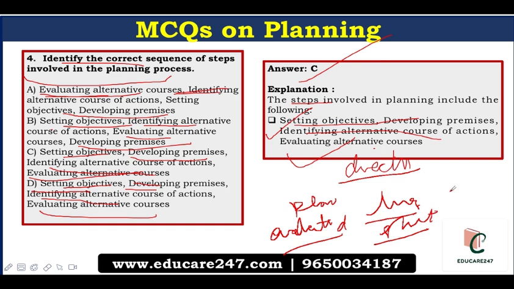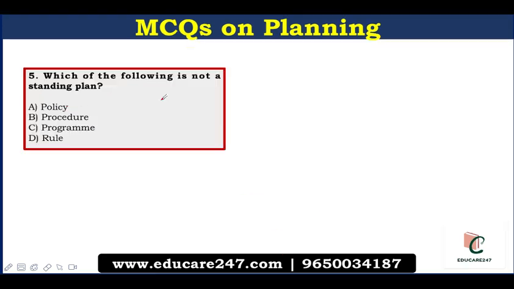For example, if it is a financial plan, then its risk evaluation will be done. Detailed calculation and analysis is done to ensure that the plan is capable of achieving the objectives in the best and most efficient manner possible. So moving to the next question, which of the following is not a standing plan?